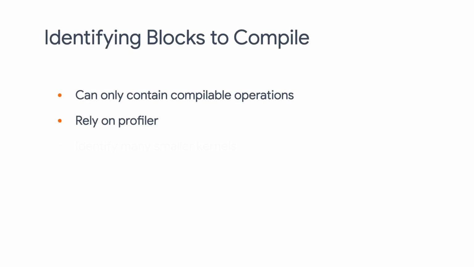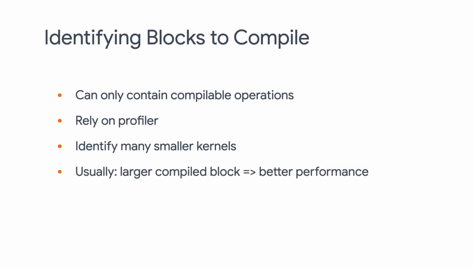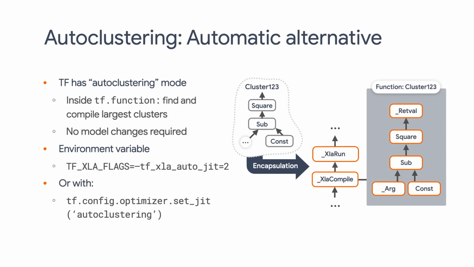In these 4 examples, we have seen where JIT-compile equals true can be applied to improve the performance of your model. To find good annotation spots, we recommend using the GPU profiler to figure out which sections of the model contain many smaller kernels and can benefit from the optimizations. Usually, the larger the annotated compiled block is, the better the performance. Changing and refactoring the model you have might not always be feasible.